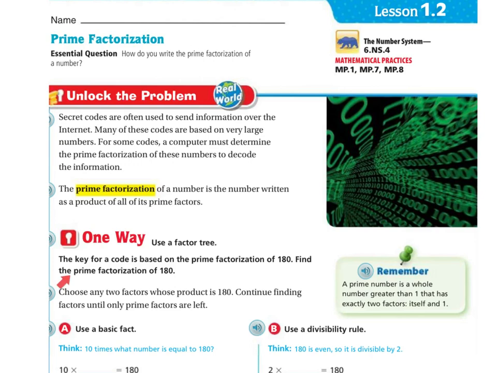The key for the code is based on a prime factorization of 180. Find the prime factorization of 180. You're going to choose any two factors whose product is 180. Then you're going to continue finding the factors until only the prime numbers are left. Remember, they cannot be divisible by anything other than themselves and 1.